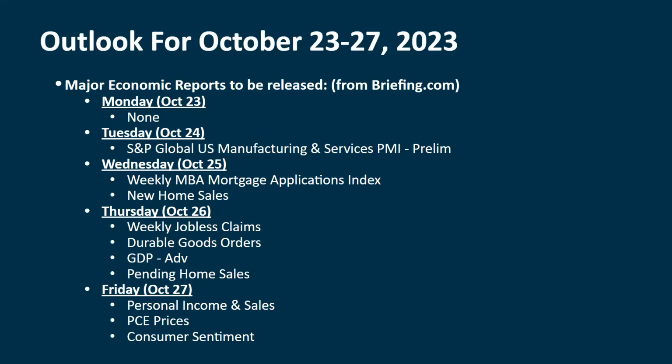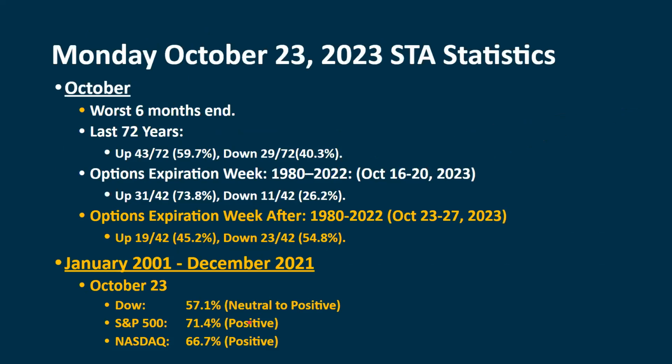Here is the new economic calendar for the week. We'll get new home sales on Wednesday. GDP is going to come out on Thursday, as well as durable goods. The big inflation report will be this coming Friday with PCE prices.